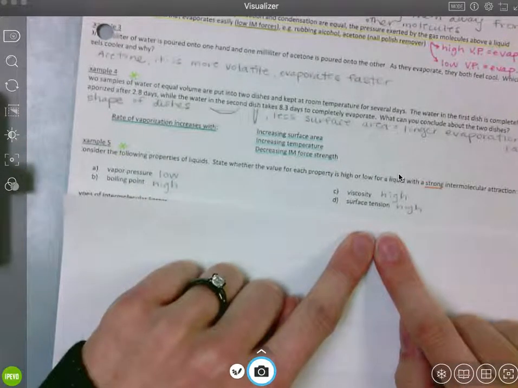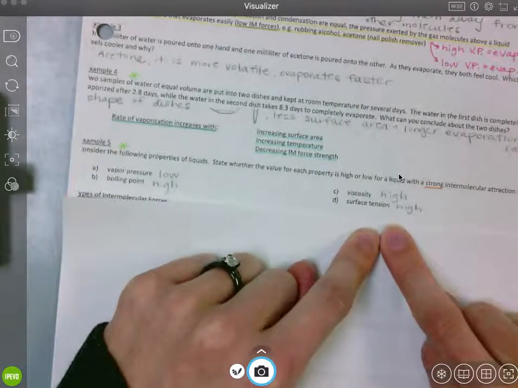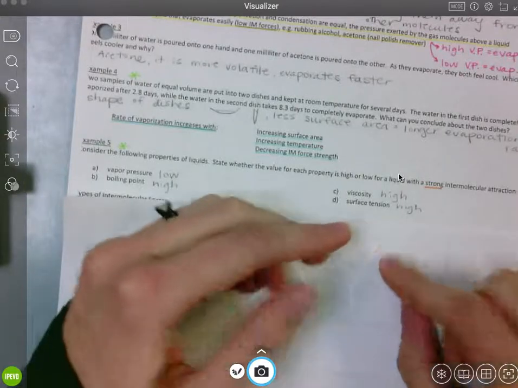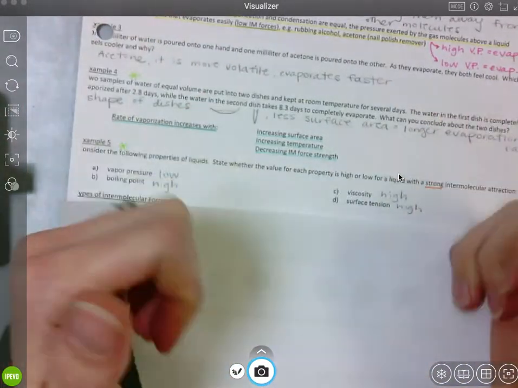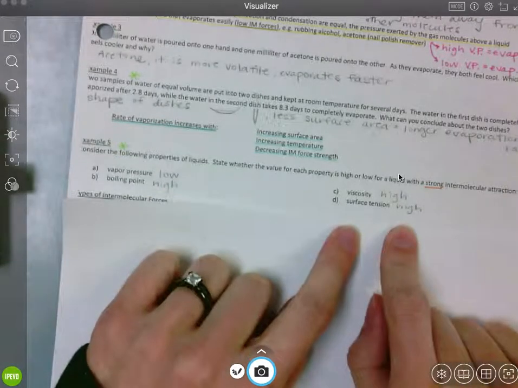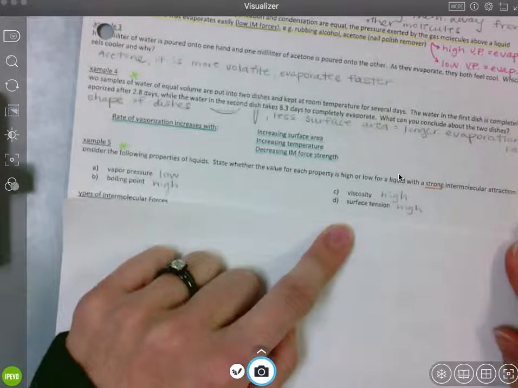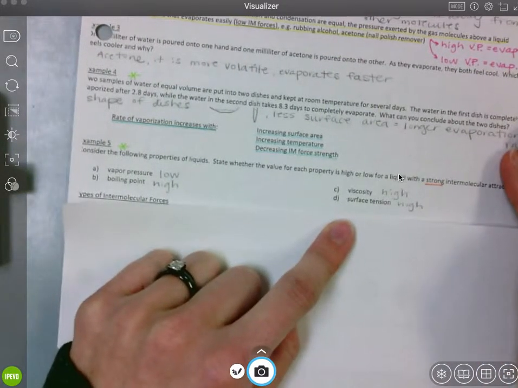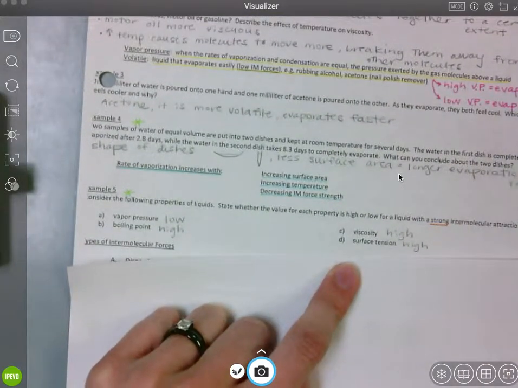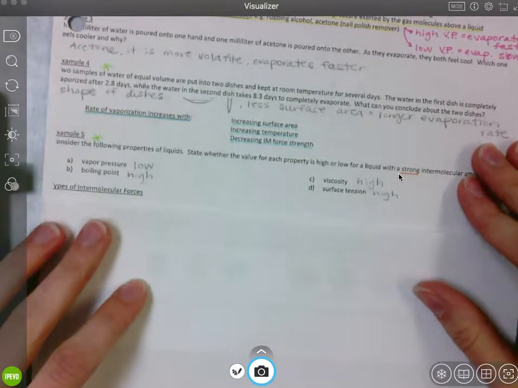All right, and then letter D, surface tension would be high. The surface molecules are going to be holding hands tightly, and they don't want to let each other go. So our surface tension will be high. So think of it like water. Water has high surface tension, strong intermolecular attractions. We'll talk about hydrogen bonding in a bit with water. So that is to come.